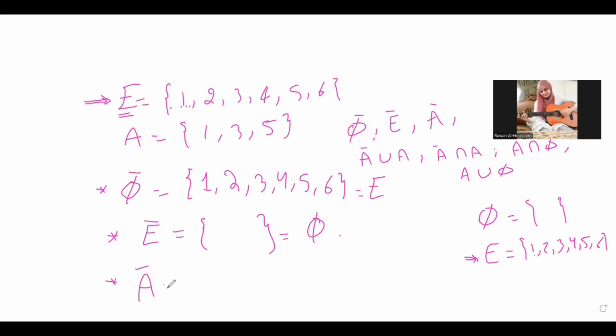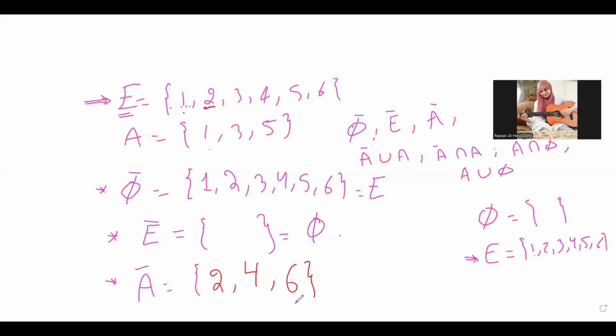Now we have A bar. We have A, which is equal to 1, 3, 5. For A bar, we have to look for all the elements in E that are not in A. 1 is common between them, so we shouldn't write it. 2 is in E but it's not in A, so we have to write 2. 3 exists in A, so we shouldn't write it. 4 is not in A, so we should write it. 5 is common, and 6 is not in A, so we should write it. So A bar is equal to 2, 4, and 6.